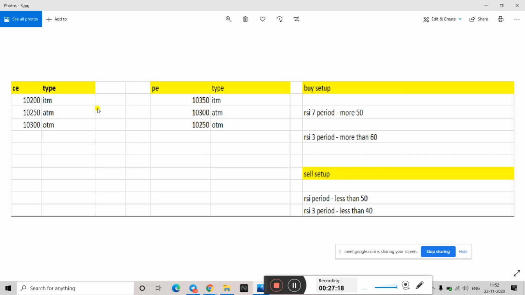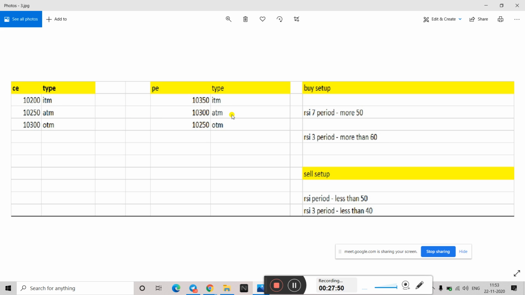If the price is trading around 10,250, that is your ATM on the CE side. The in the money option will be 10,200. Whichever strike price is below 10,250 is in the money, and whichever strike price is above 10,300 is your out of the money option. This is for those who don't understand this.